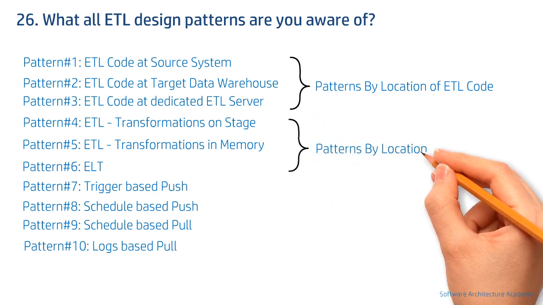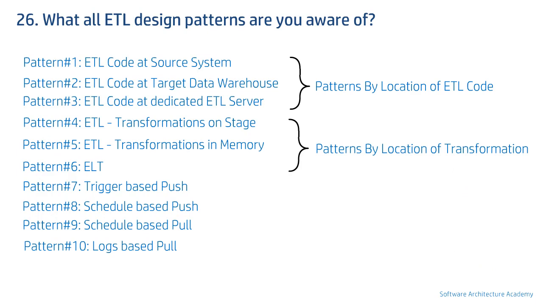The next three patterns are by location of transformation, which can take place after load on stage or in memory, or can take place after load, popularly known as ELT. The final four patterns are two push variants via trigger and schedule, and two pull variants via schedule and log tailing.